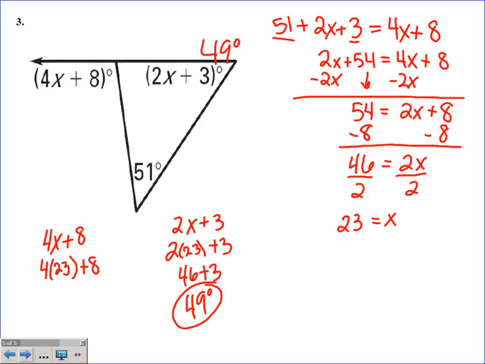Secondly, 4 times 23, that'd be 80 and 92. 92 plus 8, sounds like that's going to be 100. So I'm going to write that down right over here. This is 100 degrees right here. Okay? And then at the very end, I do want to check this. Hey, 51 plus 49, does that equal 100? It sure does. It means that I have the right answer.